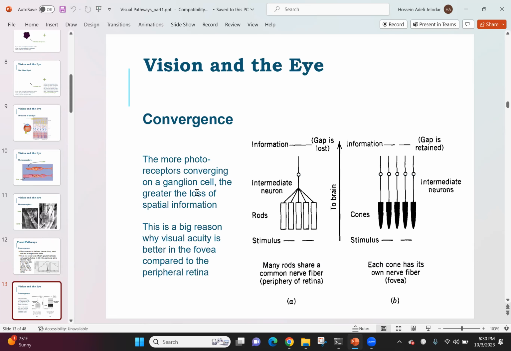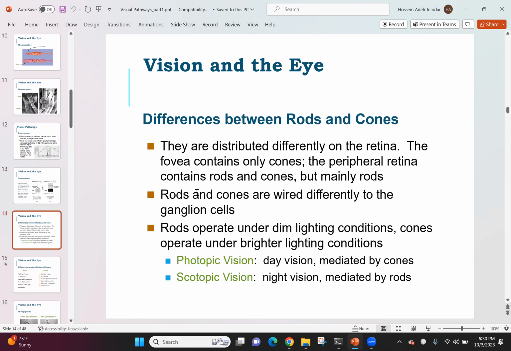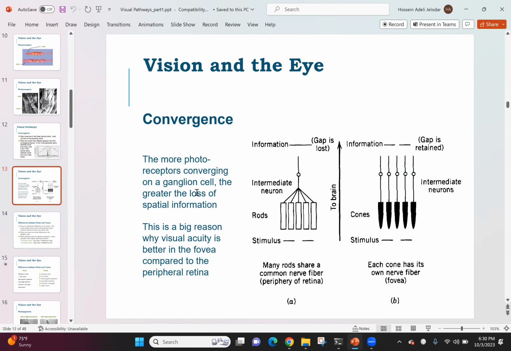So if, for example, I say the cones have low convergence factor to ganglion cells, it means that not that many cones are talking to one ganglion cell. If I say rods have a high convergence factor to ganglion cells, it means that a lot of rods are talking to one ganglion cell. The result is that you would have lower resolution of information in the periphery and higher resolution in the fovea.